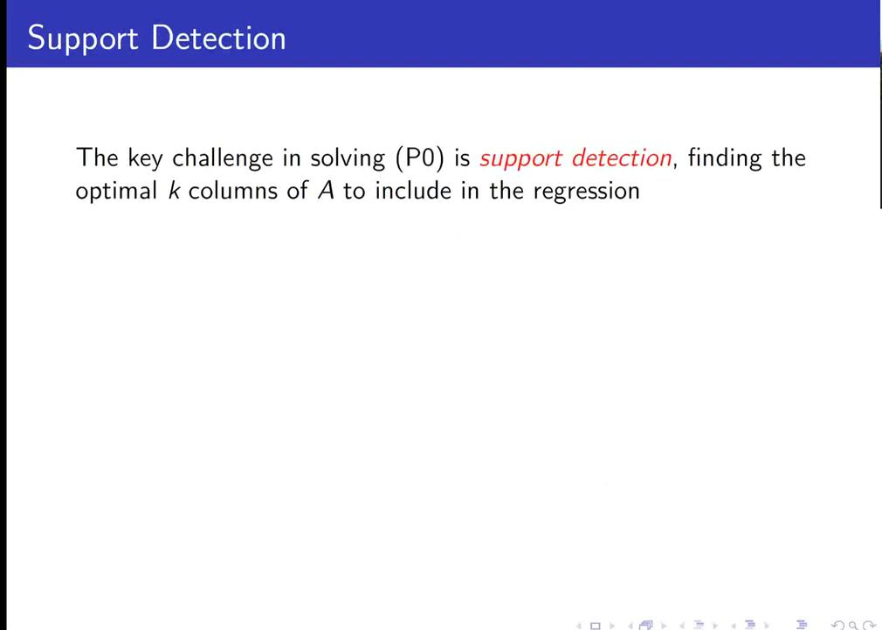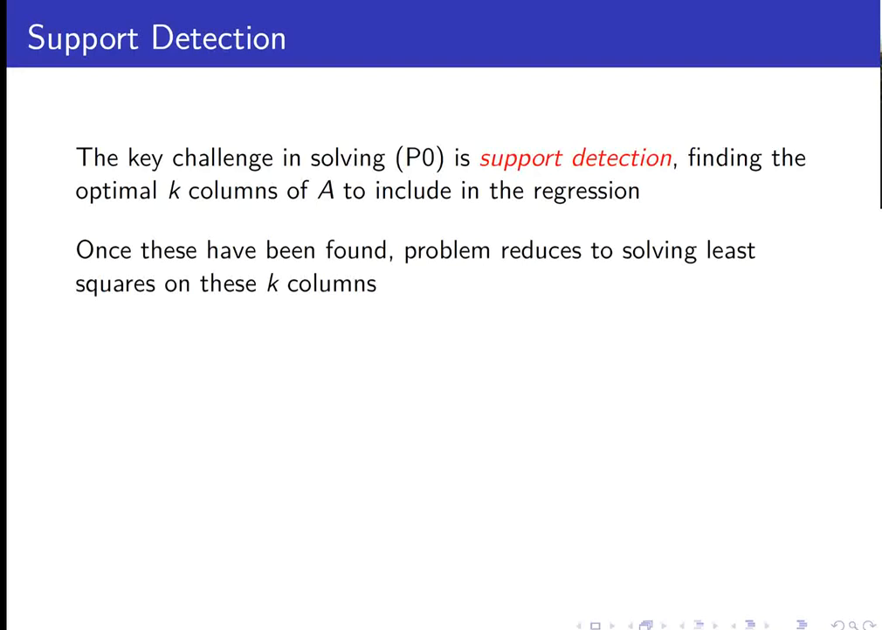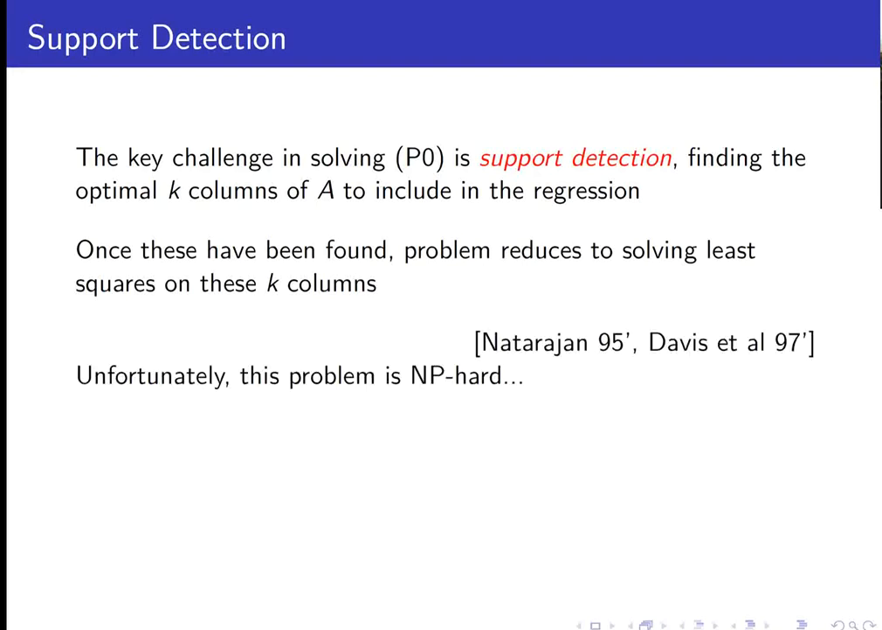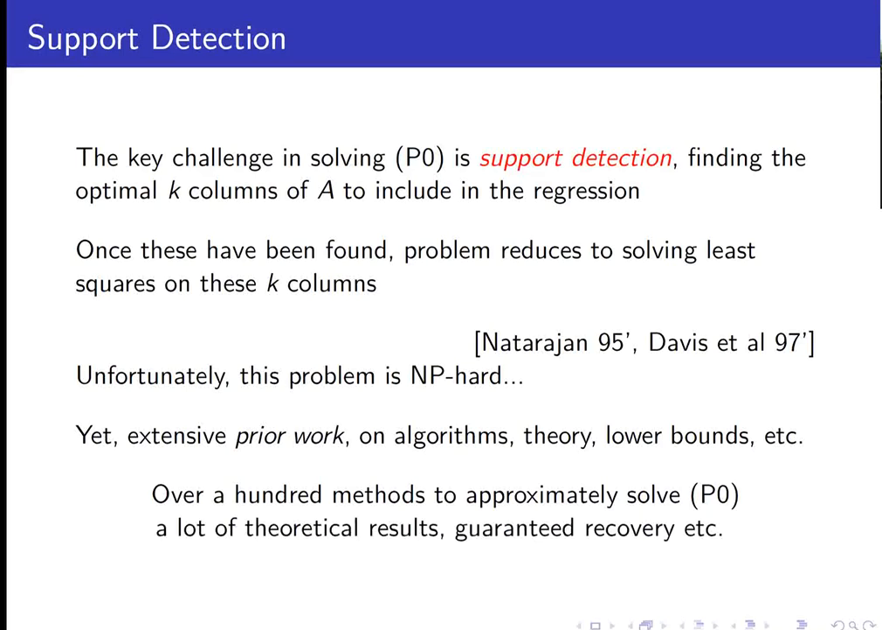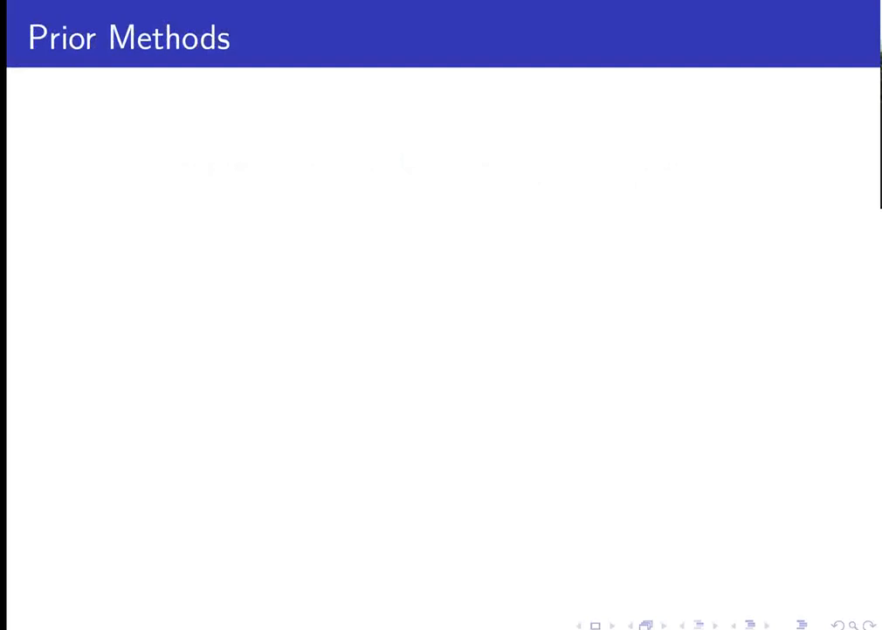Now, the key challenge is to find the right support, the k atoms that should be included, because if someone gives me those, the problem just becomes simple least squares. This is NP-hard in general. And yet, because this problem is so important, there has been a lot of work: algorithms, theory, lower bounds, recovery guarantees. There are at least 100 methods to try to solve this problem P0, and also a lot of theoretical results, etc.